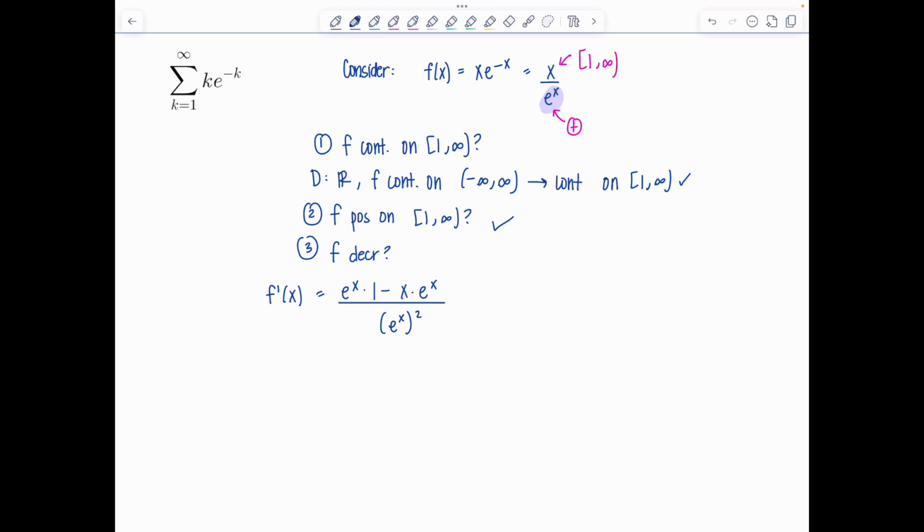If you haven't heard the quotient rule song, you're missing out. I'll link the video where I sing it for you. Not really sing it, recite it. I won't be rude. You don't want to hear me sing.